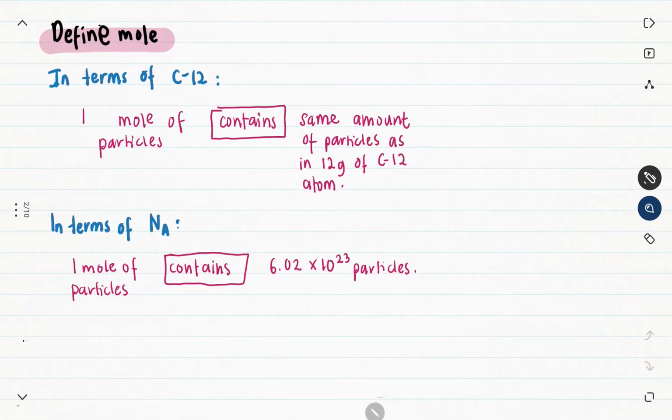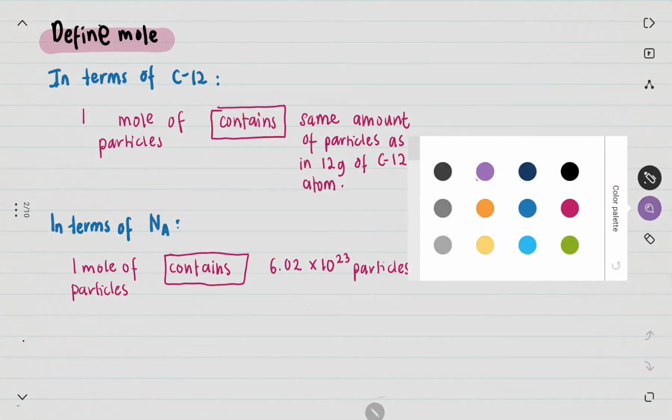So the first one is to define mole. Define mole in terms of carbon-12. So basically, based on the mass of carbon-12 atom, 1 mole of particle will contain the same amount of particle as in 12 gram of carbon-12 atom.